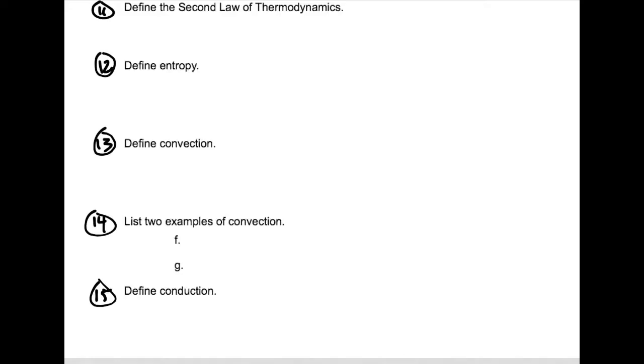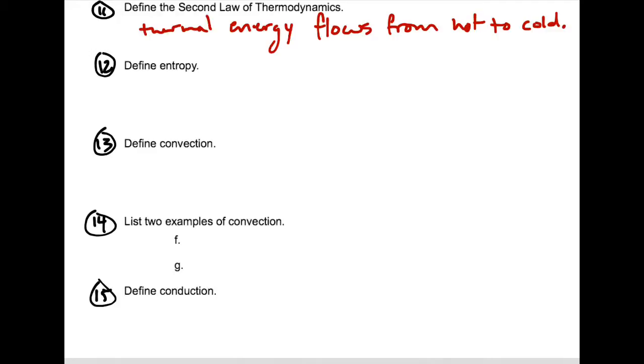The second law of thermodynamics is just saying that thermal energy flows from hot to cold. So, just from hot to cold. That's pretty simple. If we are to define entropy, it's the measure of how evenly distributed heat is within a system. So a low entropy would mean everything's nice and ordered. High entropy is like it's very chaotic and everything's disordered.